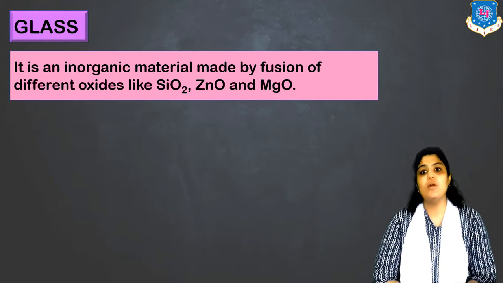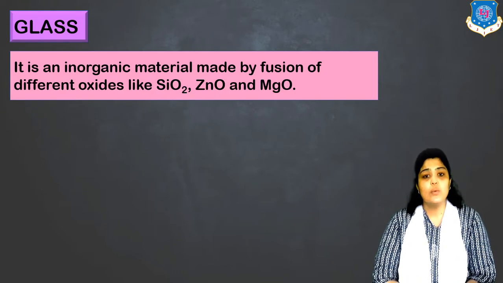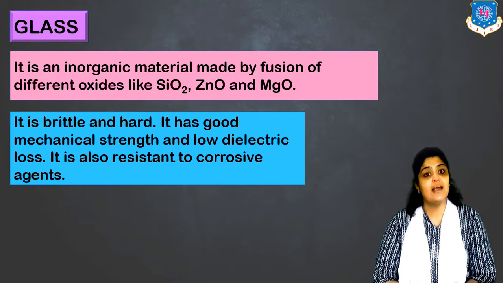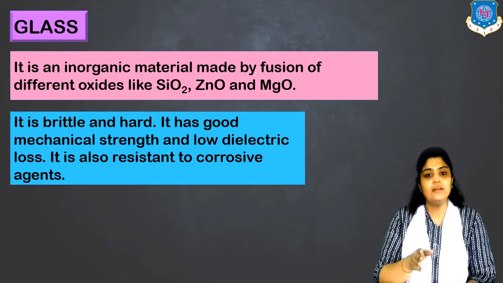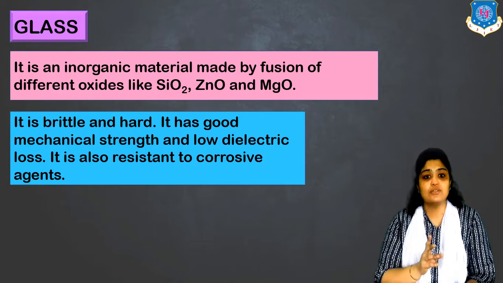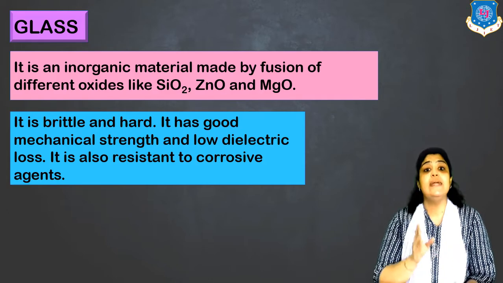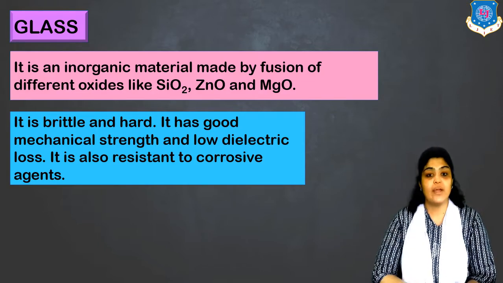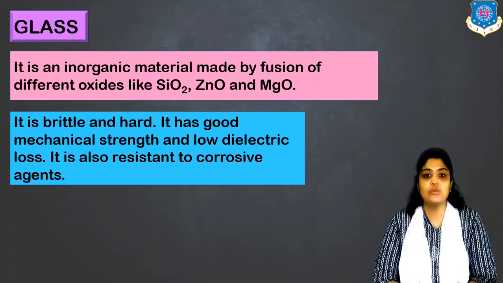Now let's discuss the second type of solid dielectric, which is glass. Now what is glass? Glass is an inorganic material which is made up of different oxides like silicon dioxide, zinc oxide or magnesium oxide. So a combination of SiO2, ZnO and MgO. It is an inorganic material. It is generally hard but brittle also. It's not tough. The moment it experiences a force, it breaks. So it's hard and brittle. It has a good dielectric strength and it has a low dielectric loss. It is also highly resistant to corrosion. Glasses never corrode, right? So it is very good in case of corrosion resistance.